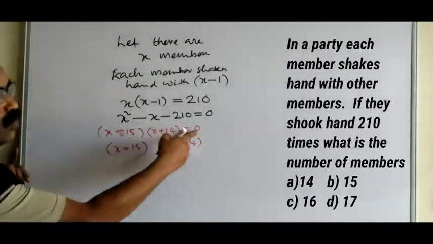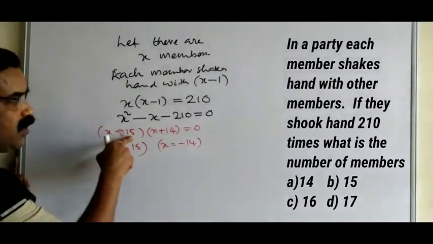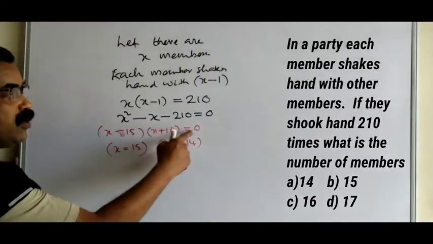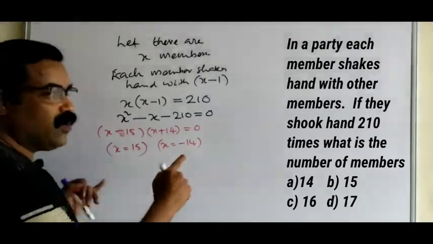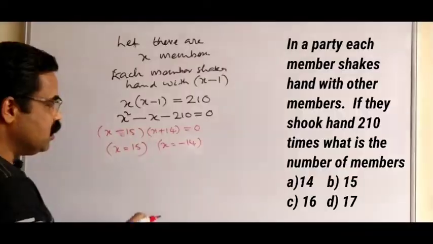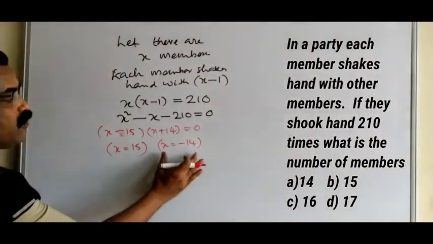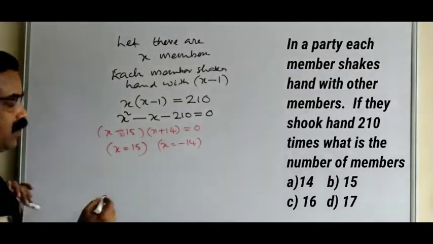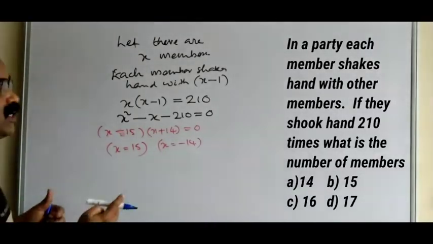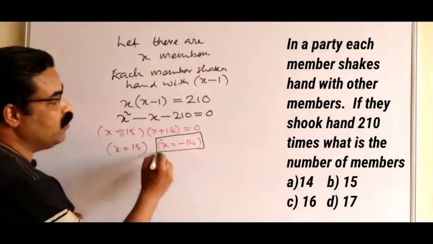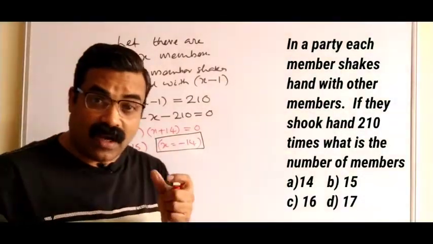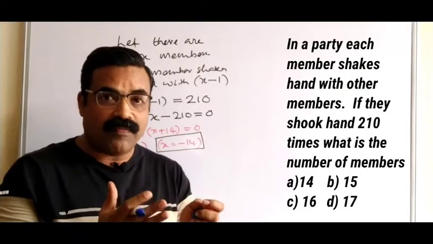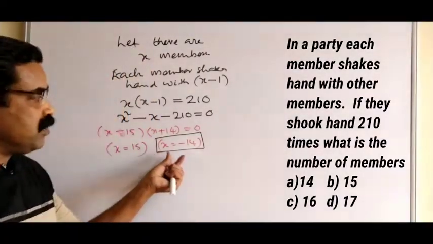X minus 15 equal to 0 means X is equal to 15. X plus 14 equal to 0 means X is equal to minus 14. Normal transposition. So here we got two values for X: X can be 15, or X can be minus 14. But normally the minus value is not acceptable. Why? Because we are talking about the number of members in a party, and we don't accept a minus value.